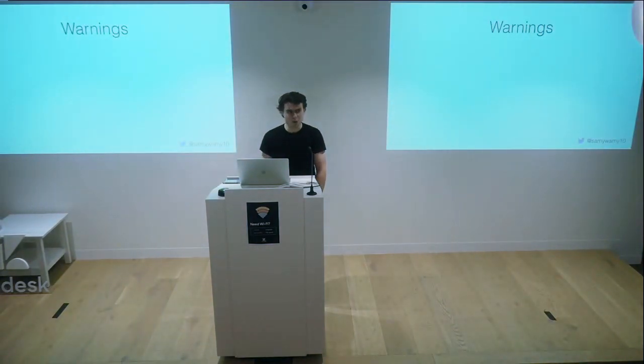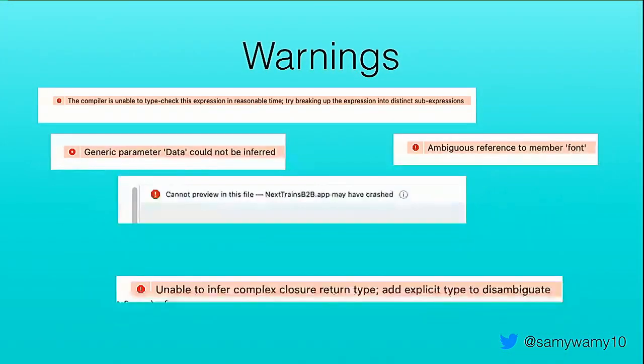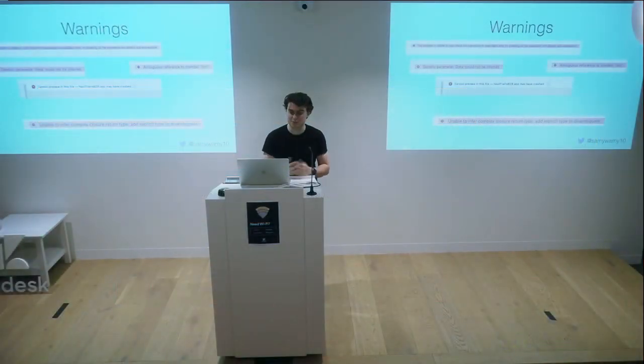Just some words of caution or warning, basically. This is a very new language, and so there's a lot of errors that you get that don't really make sense and don't really help you troubleshoot what your problem actually is. And when you Google things and look on Stack Overflow, there's not that many resources available yet because it hasn't been out for that long. So you look up "generic parameter data could not be inferred" and there's nothing about it. So you've kind of got to work out yourself what the error is.